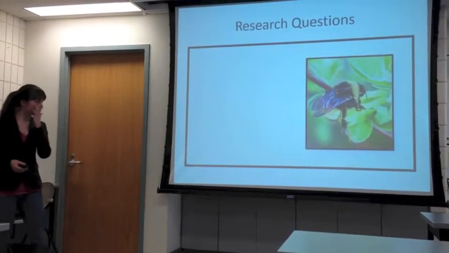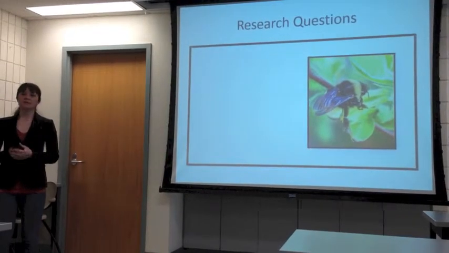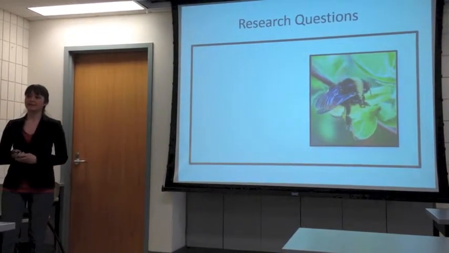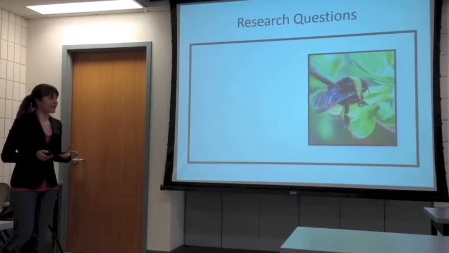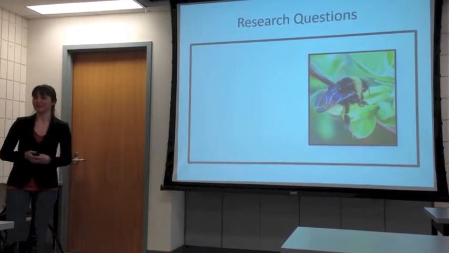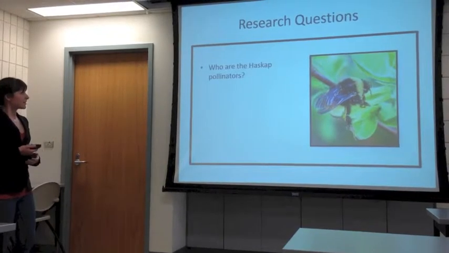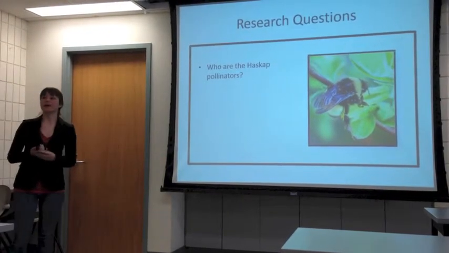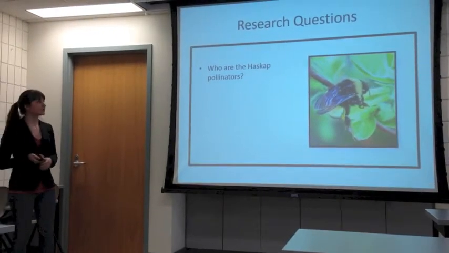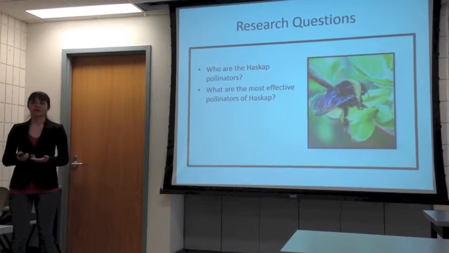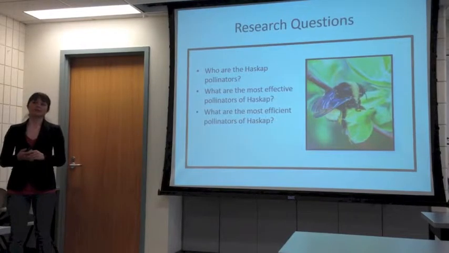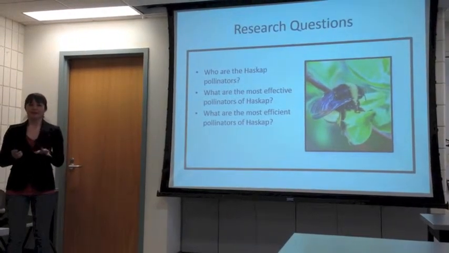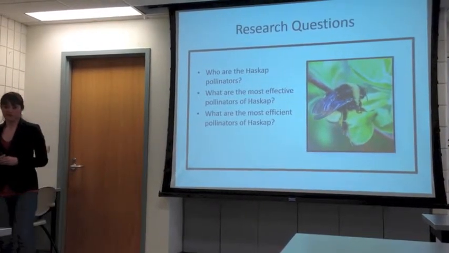But we've done some work with the pollinators, and we have basically 4 main questions that we can ask about the pollinators and that I can hopefully answer. I'm not going to answer them all today. Today I'm just going to talk a lot about concepts. But the main thing we want to know, so who are the Haskap pollinators? Who are the visitors to the flowers? And of those visitors, who are the most effective as pollinators? And who's the most efficient as pollinators? And effective and efficient, very close words. I'm going to define what I mean by them in just a little bit.